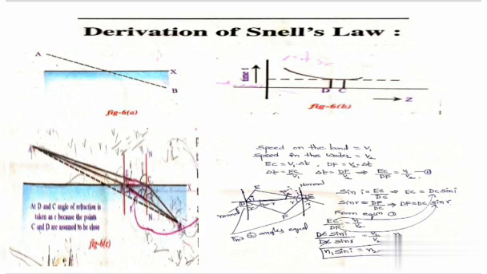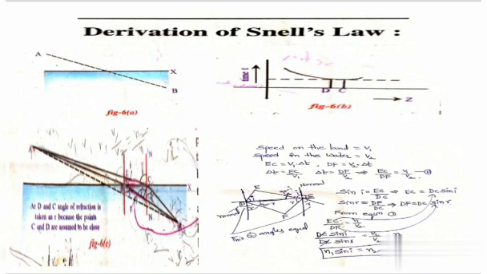Now substitute these EC and DF values in equation number 1. Equation number 1 is EC by DF equal to V1 by V2. EC is equal to DC sin I and DF is equal to DC sin R. Substitute those values in the place of EC by DF.